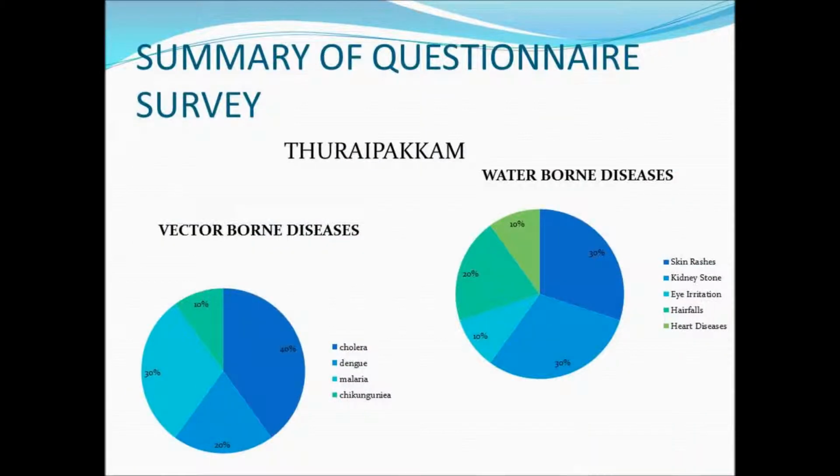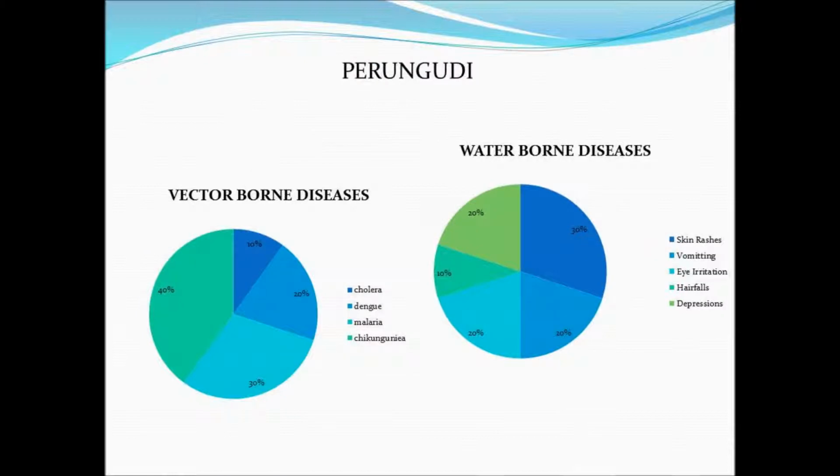This is a summary of the questionnaire survey, in which we collected the vector-borne and water-borne diseases in this area of Thuraipakkam, Perungudi and Pallikaranai. From this, the diseases are cholera, dengue, malaria.